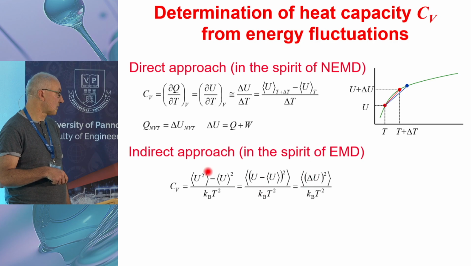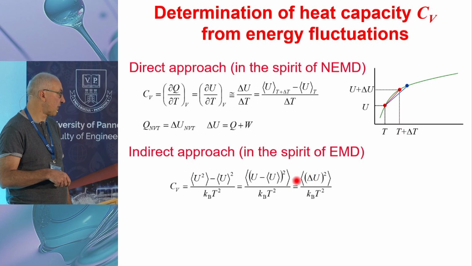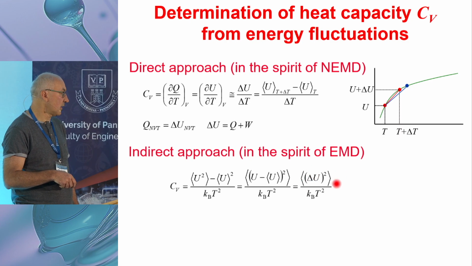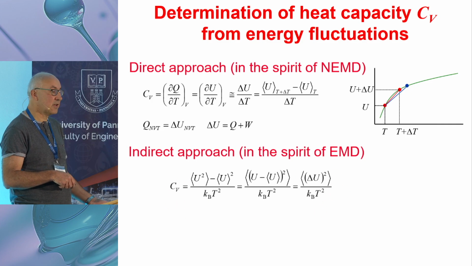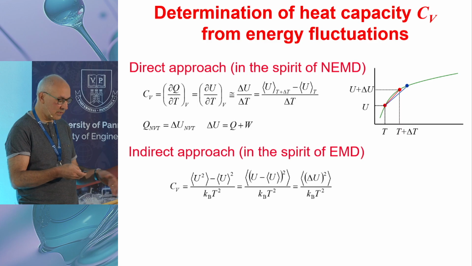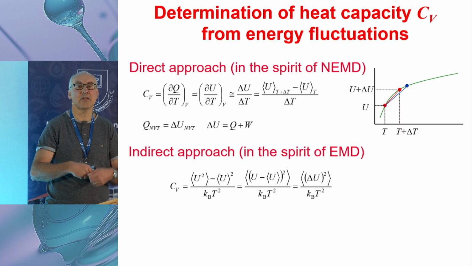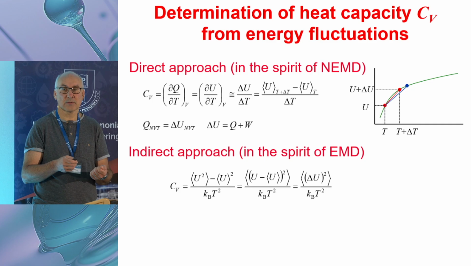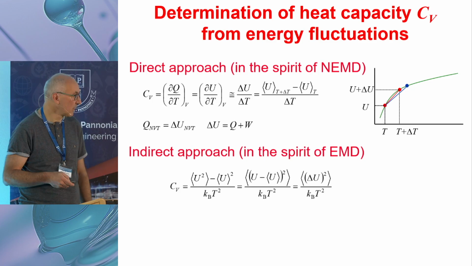You need to analyze not only the average energy, but also the average square, or in other terms, the fluctuation of the energy. And in these fluctuations of the energy, the heat capacity is encoded. So it's a lovely, just one simulation, and you still get the response of how the system would react if you raise the temperature without, in fact, raising the temperature.